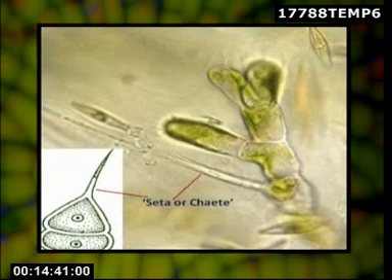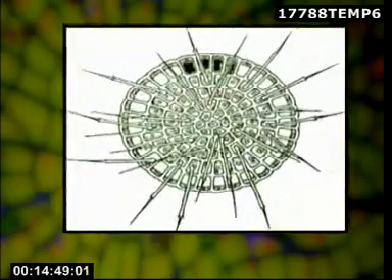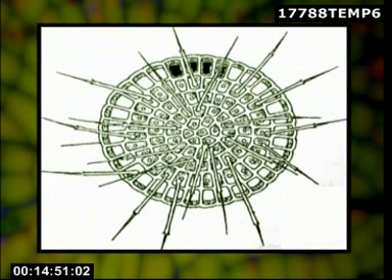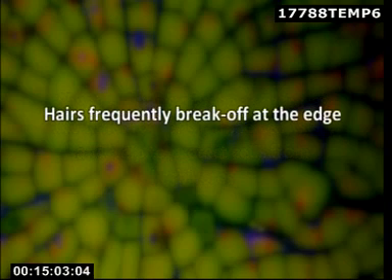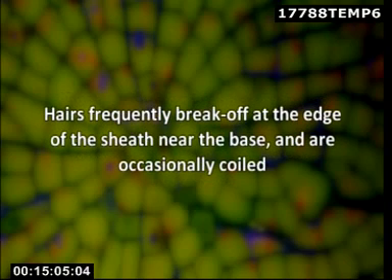Almost in all thalli of the genus, some of the cells possess a pointed seta or chaete, which is a prolongation of the cell wall, and its base is usually surrounded by a gelatinous material. These sheathed hairs may be as much as 100 times the cell size itself and help to protect the cell from herbivores. The hairs frequently break off at the edges of the sheath near the base and are occasionally coiled as well.